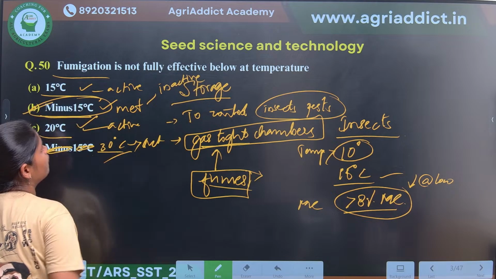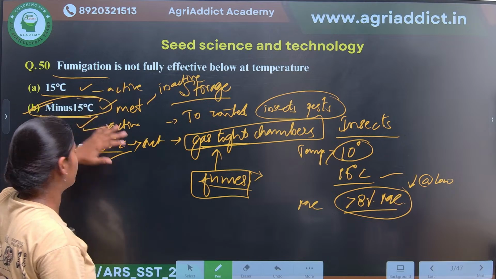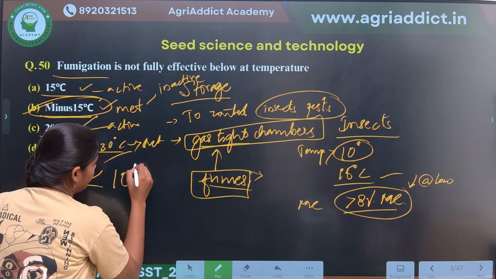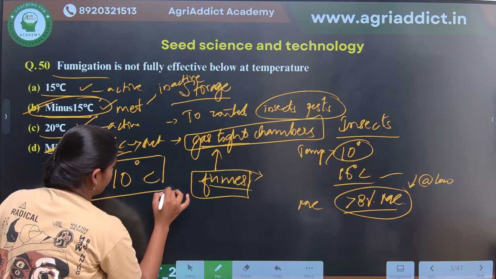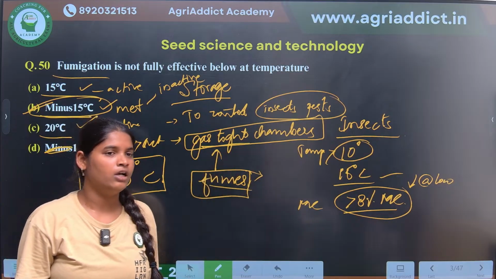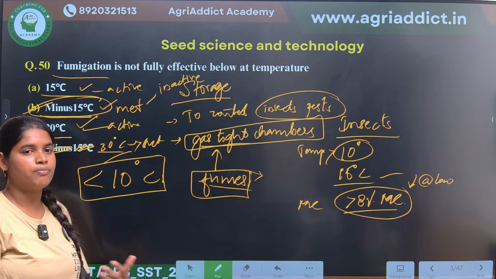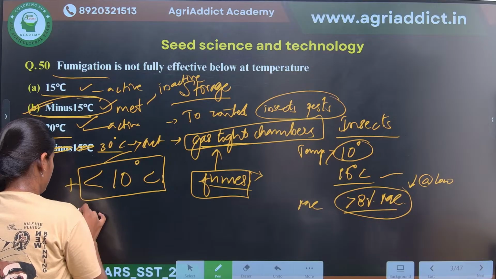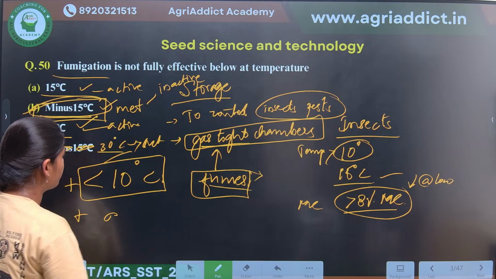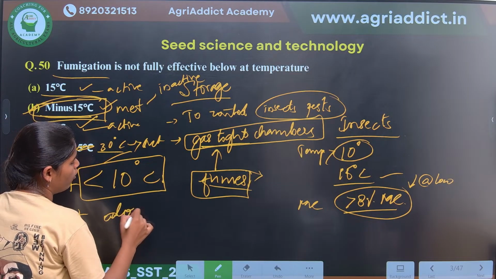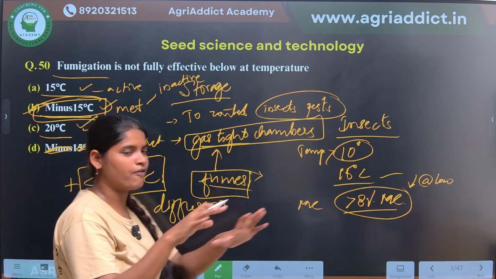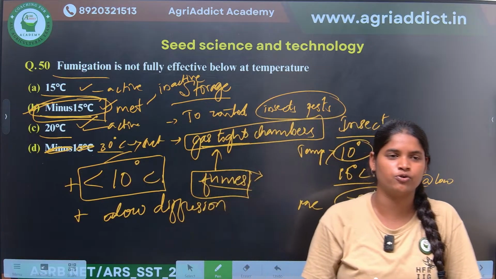That is why we should not do fumigation at low temperatures like minus 15, or in general below 10 degrees Celsius. The fumigation is not fully effective, since the fumes or the fumigation product will not go into the body of the insect because it is metabolically inactive. And one more thing is, at this low temperature, that is minus 15, the product will have low diffusion rates. It won't be diffused at a faster rate, so it will accumulate in one place only in the storage.